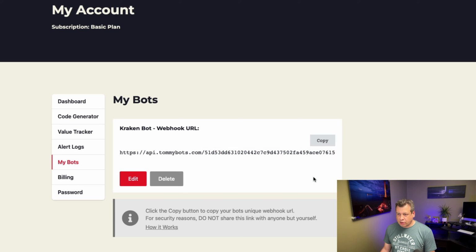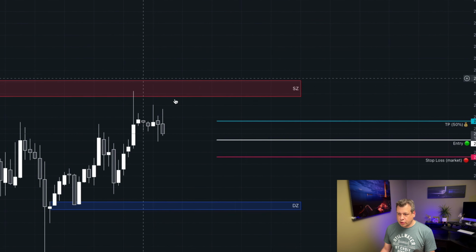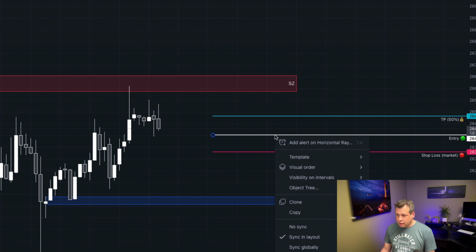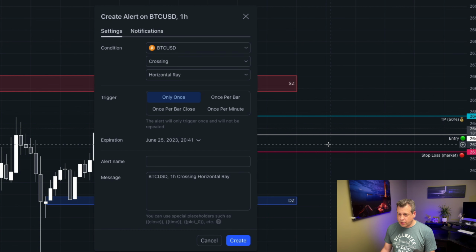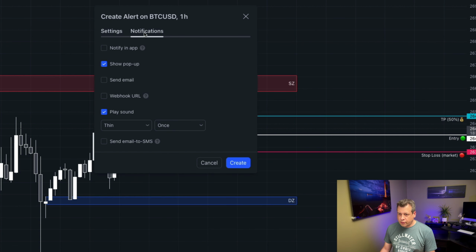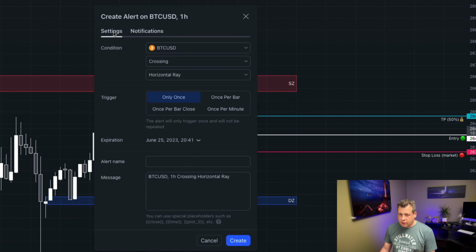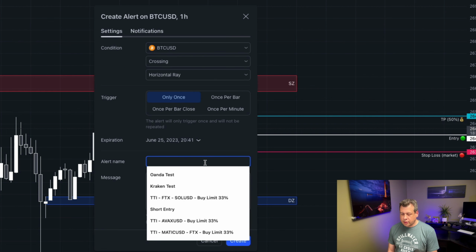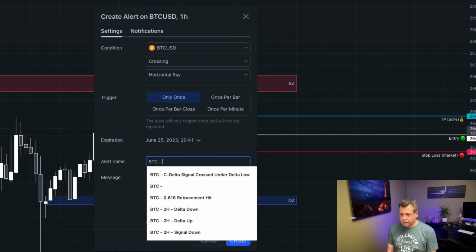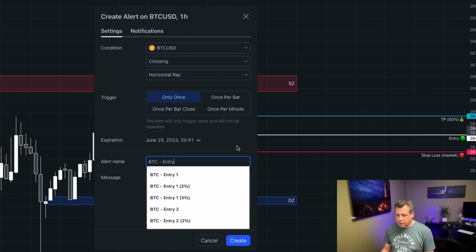But once you have your bot created, all you have to do is click on this little copy button, and then go back to the chart and click on one of your lines. So in this case, we'll do the entry line first. I'm right-clicking on the line and then clicking on Add Alert on horizontal ray. And on the Notifications tab, you want to check this box that says Webhook URL and just paste that URL in there. And then go back to Settings. And we're going to call this alert BTC Entry. We'll just keep it really simple.